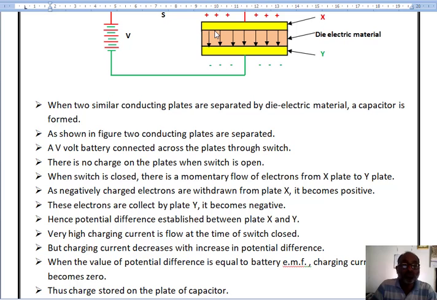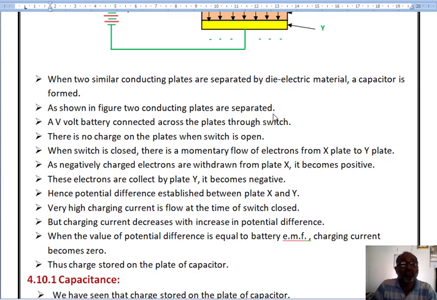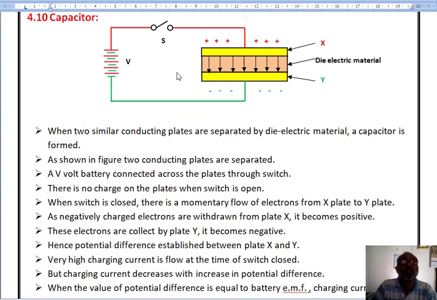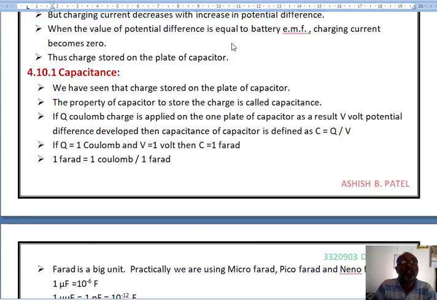Now let me take one example of the charge stored on the plates of the capacitor. When our mobile battery is at 0 and is just put into charging, it takes more current. So you can see that the charging sign on the mobile screen is flickering quickly. But as it is charged, the flickering reduces, because its charging current decreases. But when it is fully charged, at that time there is no current passing through the mobile to charge the battery.